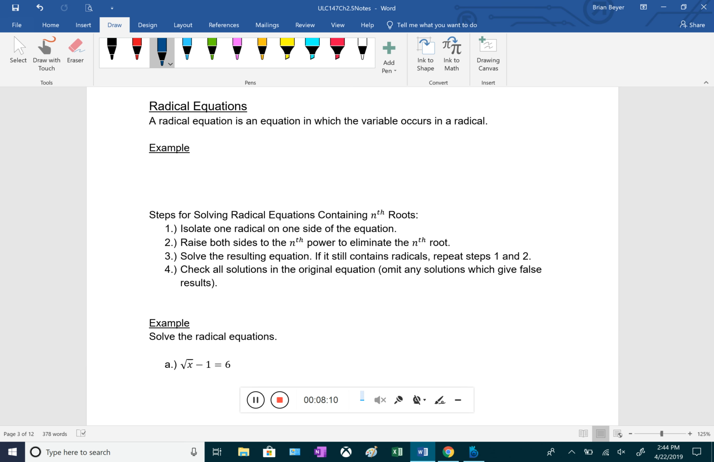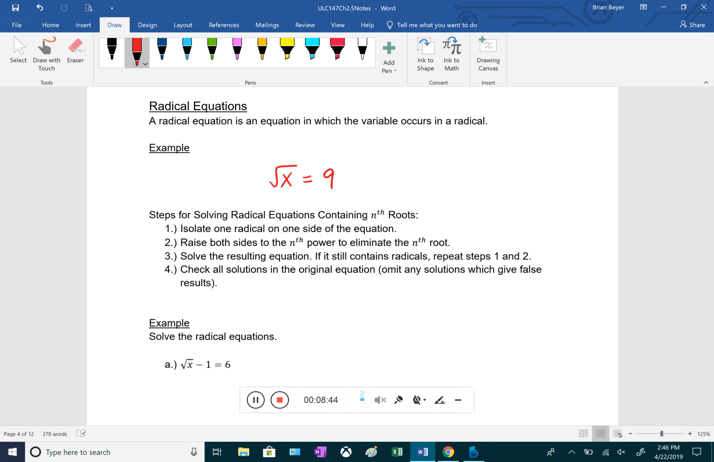Okay, so the next type of equation is radical equations. A radical equation is an equation where there's a variable in the radicand, meaning it's under the radical. For example, something as simple as the square root of x equals 9. That would be a radical equation because we have an x in the radicand. For the steps for solving these, I'm just going to say nth root because technically it can be any sort of root, but this is going to be the square root for now.